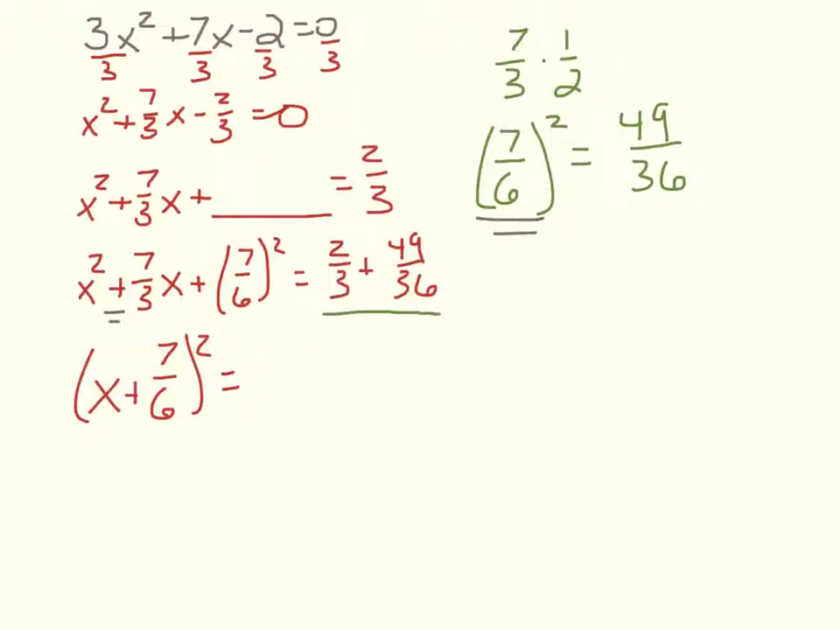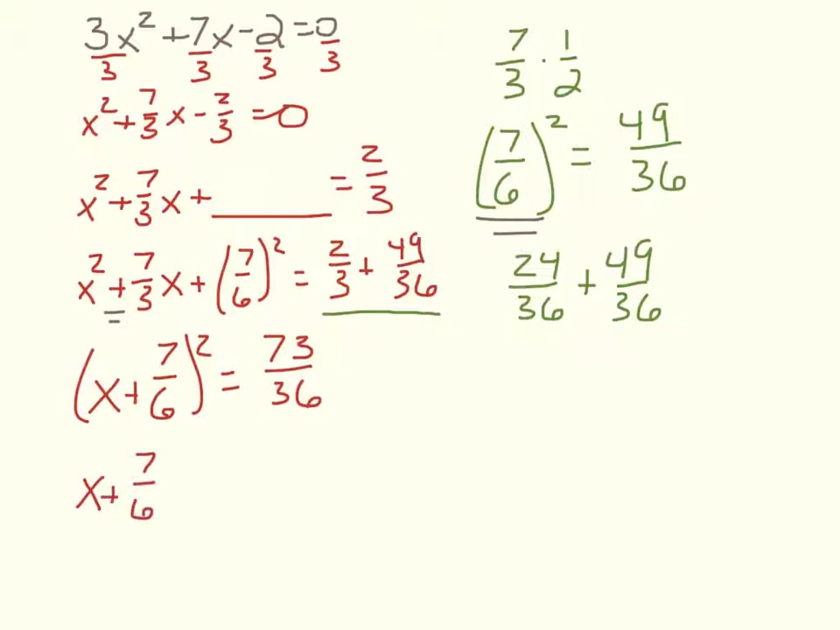So we need a common denominator of 36. So we multiply 2/3 top and bottom by 12. So you have 24 over 36 plus 49 over 36. And that's going to give you 73 over 36. Take the square root of both sides. We have x plus 7 over 6 equals a positive and a negative square root of 73 over 6.